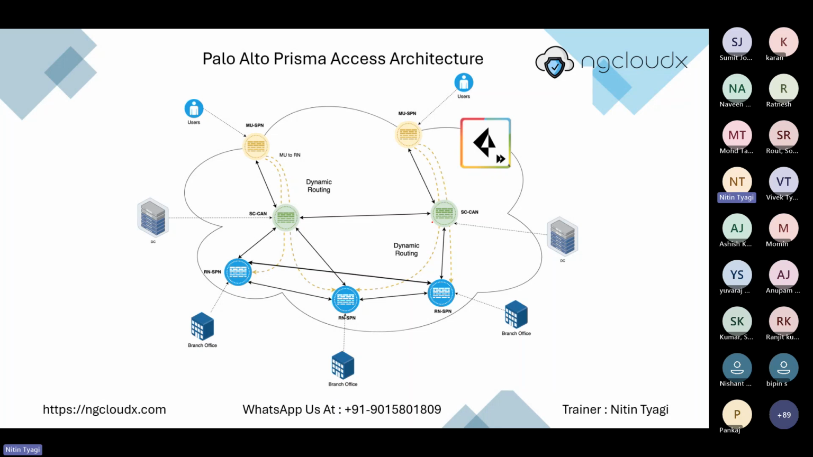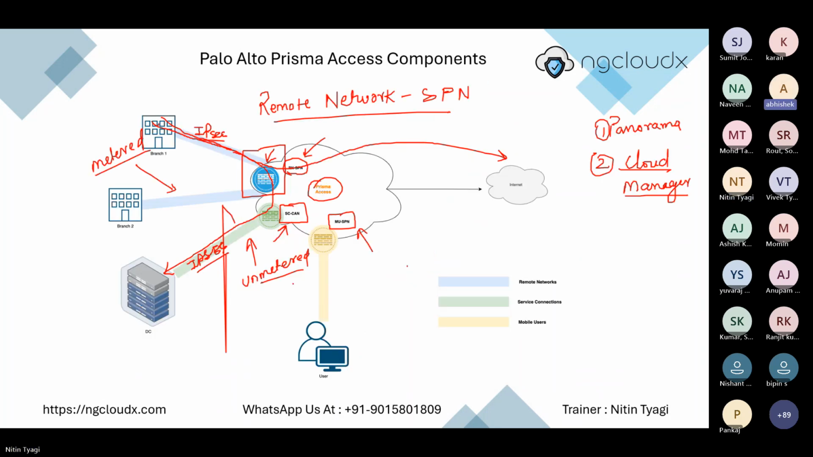Can you just go back to the previous slide and show how the traffic will be inspected in case of private access?